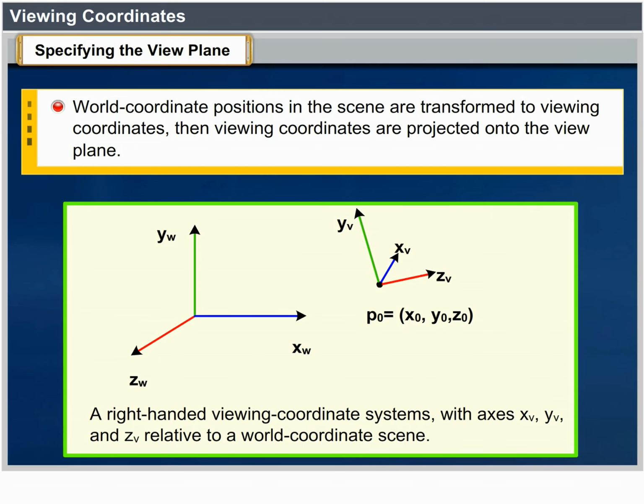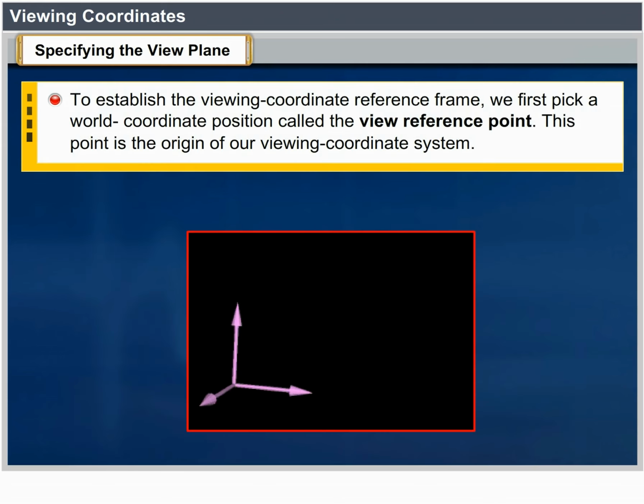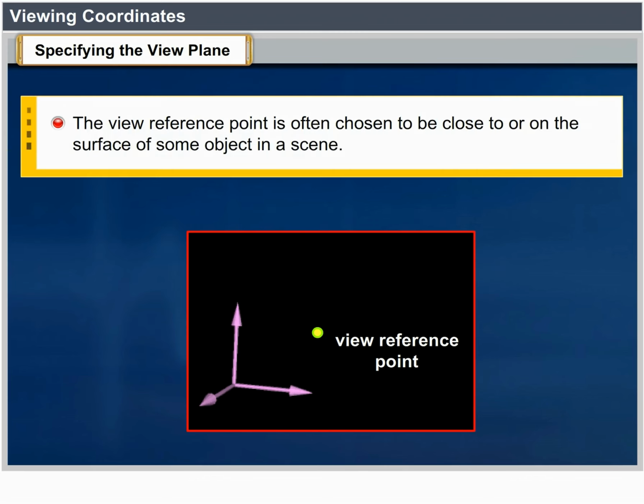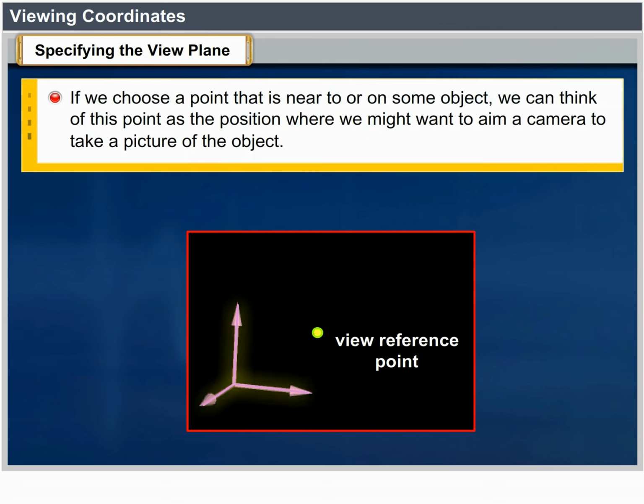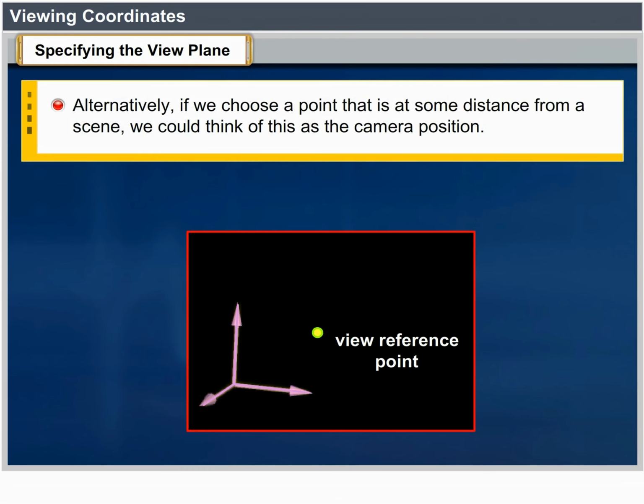To establish the viewing coordinate reference frame, we first pick a world coordinate position called the view reference point. This point is the origin of our viewing coordinate system. The view reference point is often chosen to be close to or on the surface of some object in a scene. But we could also choose a point that is at the center of an object or at the center of a group of objects or somewhere out in the front of the scene to be displayed. If we choose a point that is near to or on some object, we can think of this point as a position where we might want to aim a camera to take a picture of the object. Alternatively, if we choose a point that is at some distance from a scene, we could think of this as the camera position.